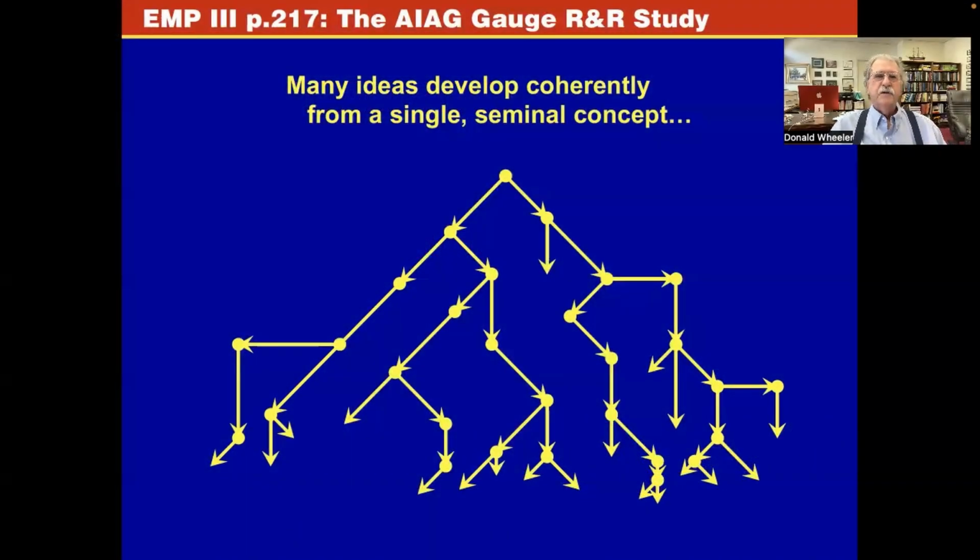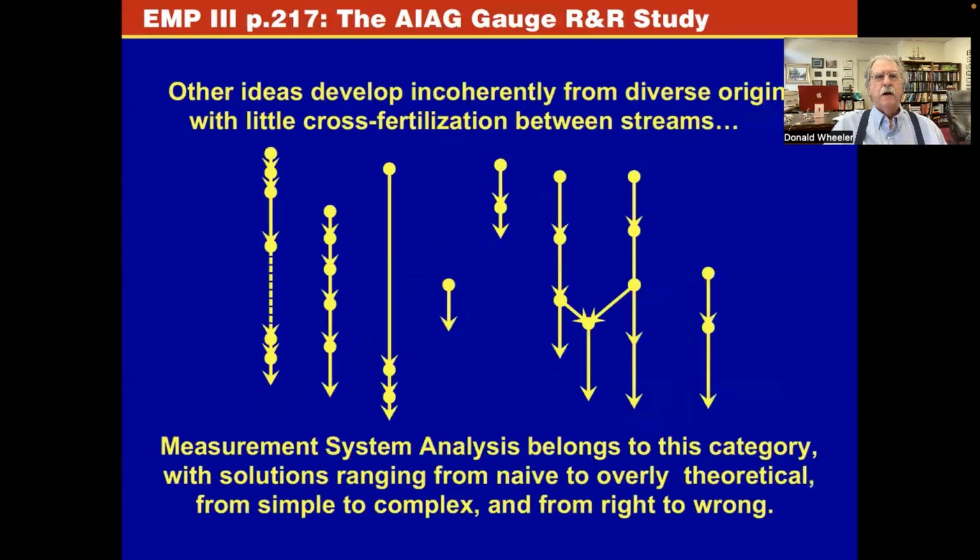Many ideas develop coherently from a single seminal concept. Other ideas develop incoherently from diverse origins, with little cross-fertilization between the streams. Measurement system analysis belongs to this category, with solutions ranging from naive to overly theoretical, from simple to complex, and from right to wrong.